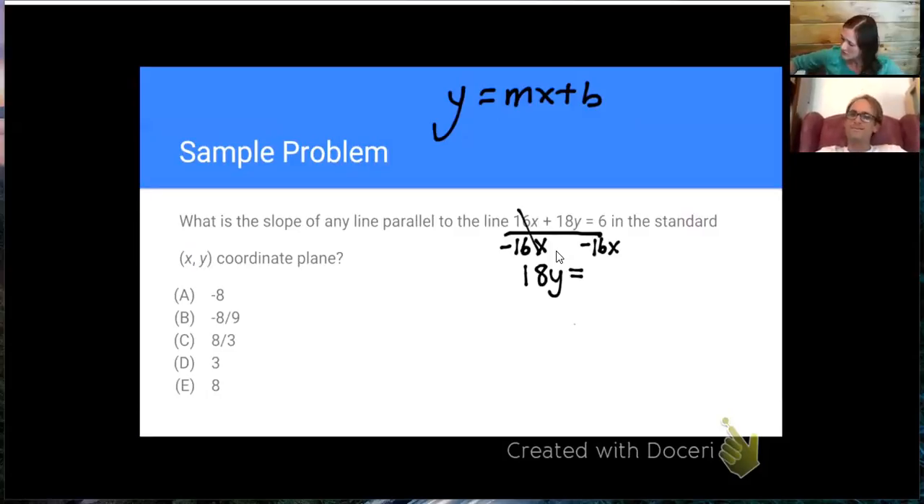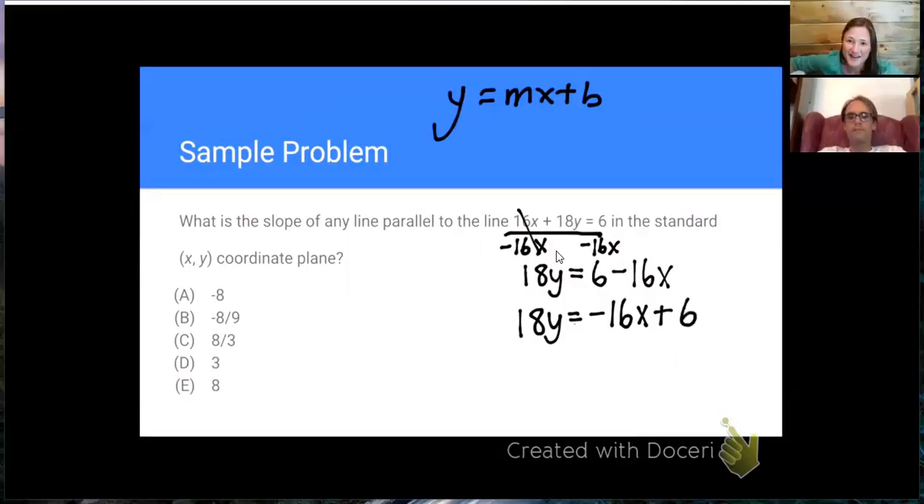Good. Let's write it like that and then have a look at what we're trying to do. So we've got 6 minus 16x, which is correct, but we're trying to make it into y equals mx plus b form. So I'm going to rearrange that to make it negative 16x plus 6. Does that make sense? Oh, yeah. Cool. So the next thing we need to do to get y by itself is to get rid of 18. So the 18y means 18 times y, so we'll divide both sides by 18.